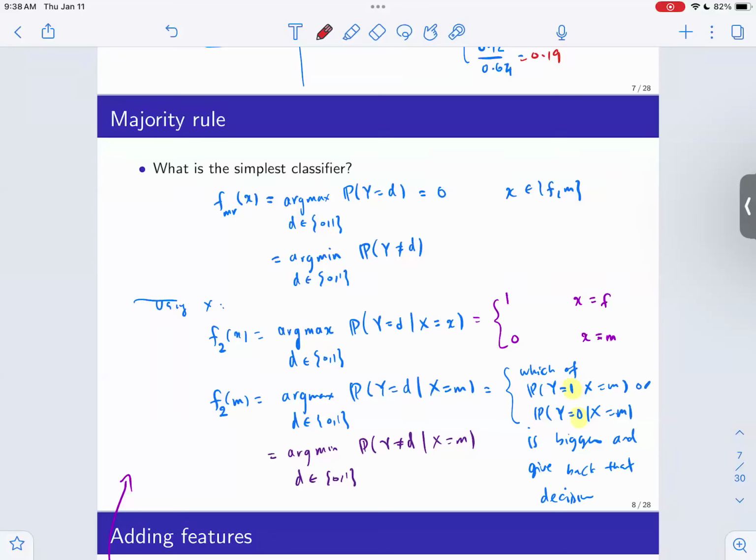Alternatively, we can minimize the probability that y is not equal to the decision. In general, the probability that y is not equal to b is 1 minus the probability that y is equal to b. So the decision that minimizes this probability gives us the optimal classifier.